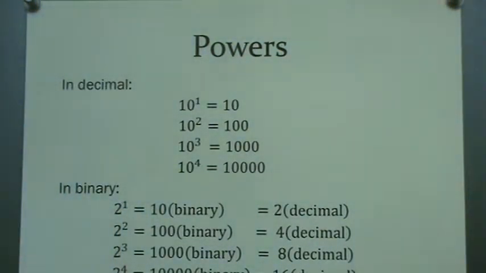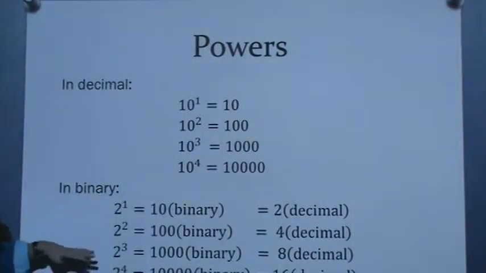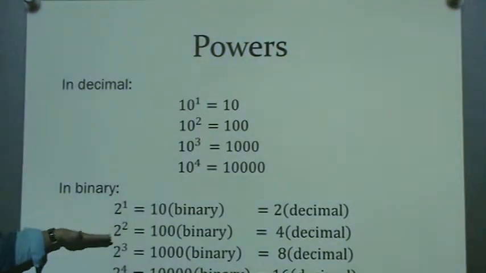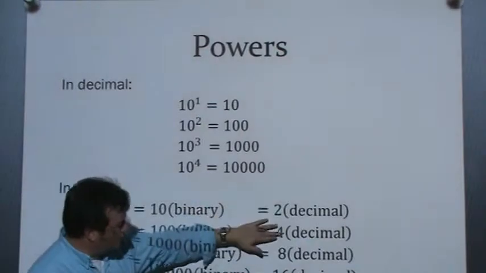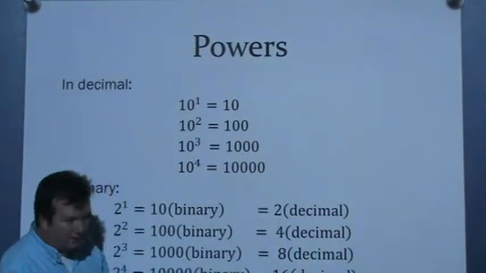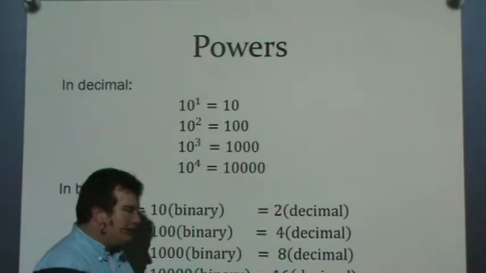So now we start to see that if we're talking about computer components, chances are how big they are or how fast they are is going to end up being powers of 2. It's going to be either 2 or 4 or 8 or 16 and so on. So for example, the iPads that have come out.